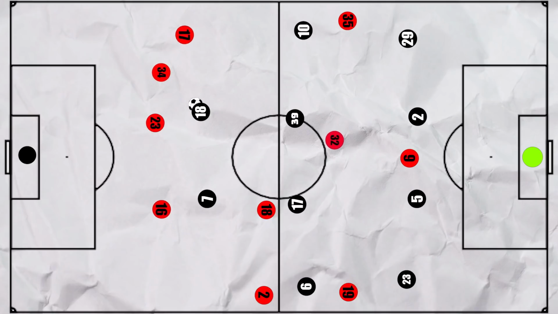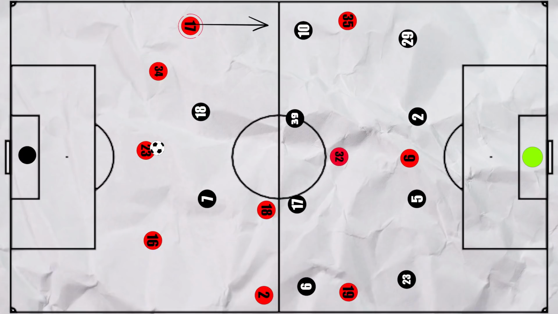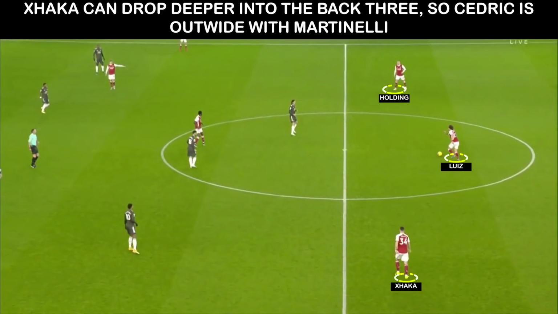However, most commonly it was Xhaka who would look to drop into the left centre-back position to cause the 3 vs 2 advantage. This would give Cedric more offensive freedom to push high up, and Martinelli could then move into the half space to draw in the fullback.